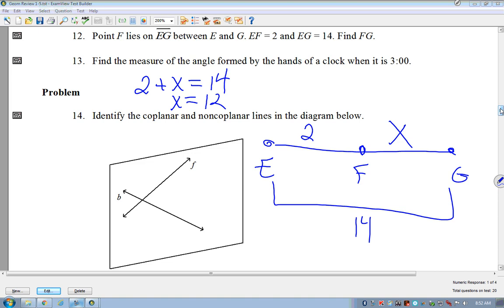Maybe you know right off the bat, hey, I drew the picture, I'm going to take 14 and subtract 2. At least show me that. You don't necessarily have to do the 2 plus X equals 14. If you can show me, here's the picture, this is where everything goes, I'm just going to jump to 14 minus 2 and fill in the rest, okay?